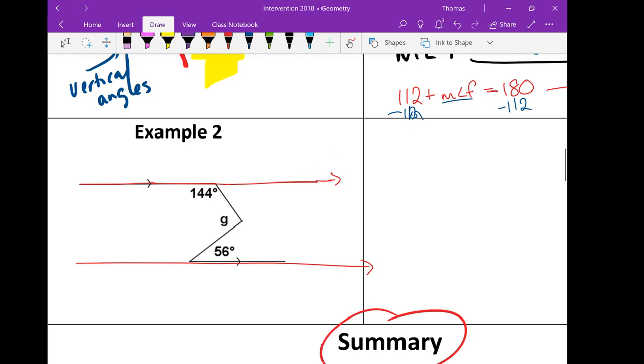Oh, I want to do that in a different color. I see a transversal here in G. I'm just going to extend it out in green. And then I also see a transversal going the other way. I'm going to extend it out in blue.